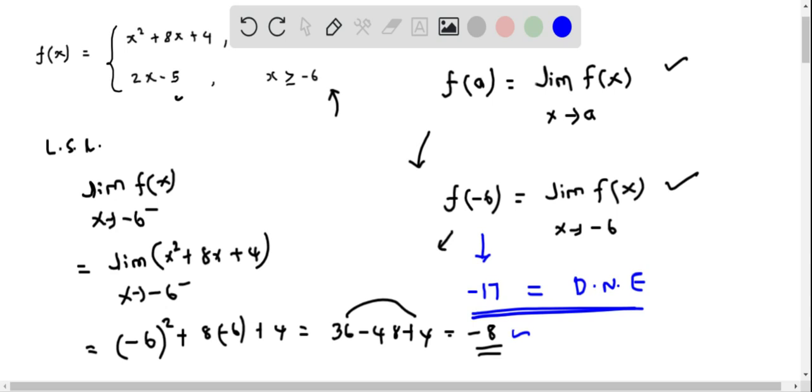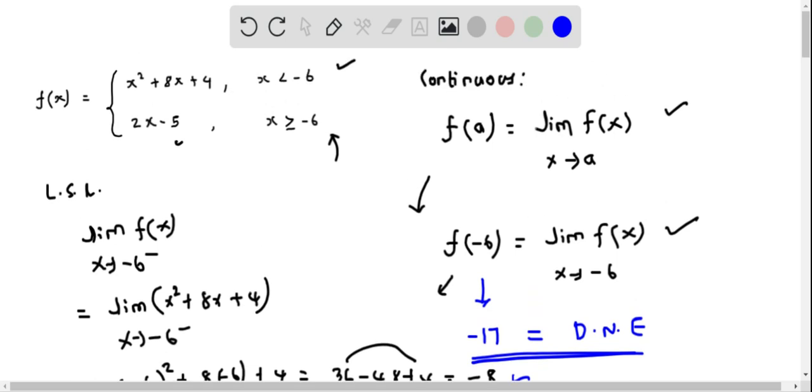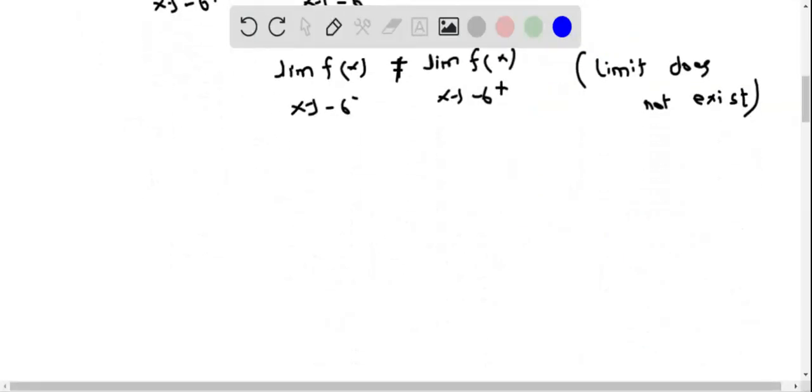So this means we are not able to say that this condition is satisfied, that is, f of negative 6 equals the limit of f of x as x approaches negative 6. Since this rule is not satisfied, we say that the function is not continuous at x equals negative 6. And to check for differentiability, the basic condition is that the function has to be continuous. So since the function is not continuous, we say that it is also not differentiable. So we choose the option: function is not continuous and not differentiable.